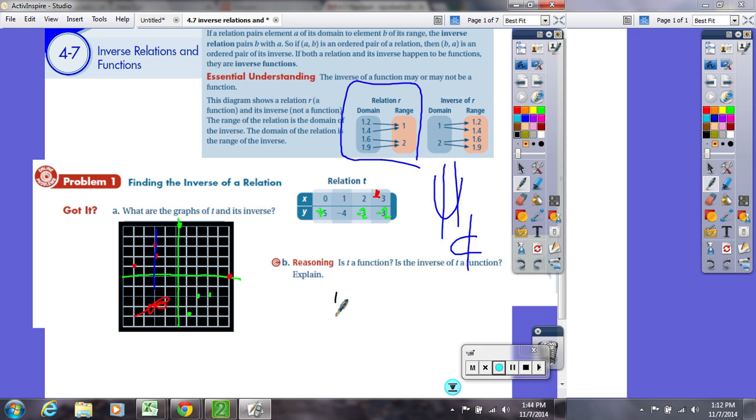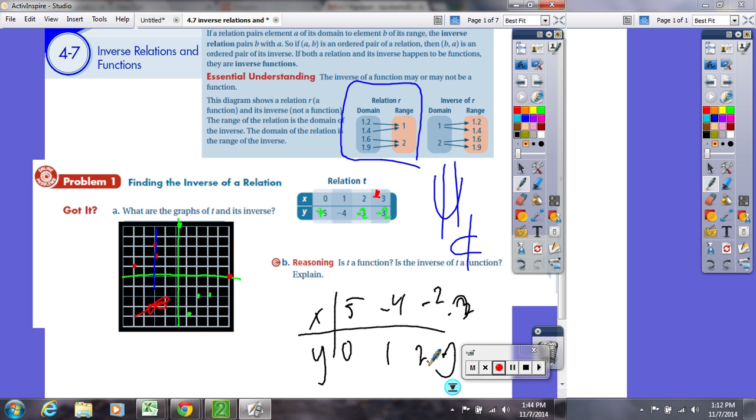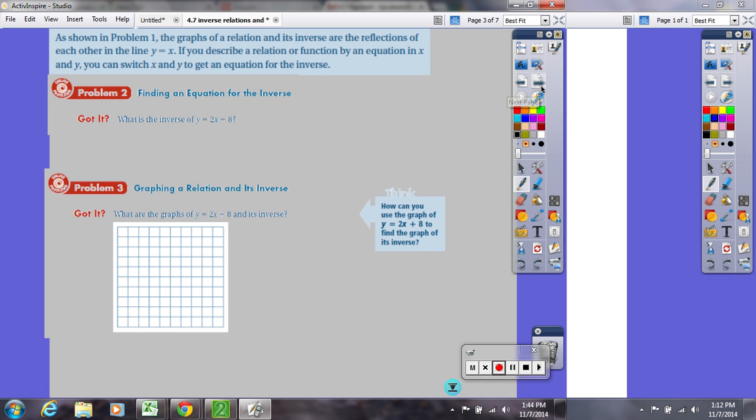So this is what the inverse is. Here's my x's, here's my y's. Once again, the outputs become the inputs. So I made this a positive 5. So 5, 0. Negative 4, 1. Negative 2, 2. You just switch the x's and the y's. Okay? All right, let's go on to here.